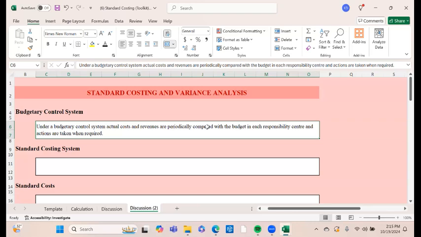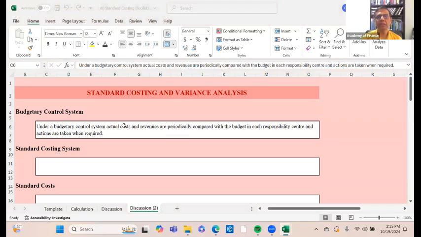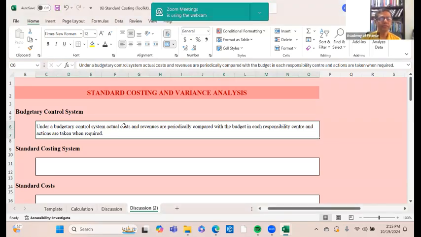Whatever the responsibility centers, periodically we are going to compare our budgets and what we have actually achieved to see whether there are deviations and then take the necessary corrective action. This is what a budgetary control system is all about. Okay, any questions?